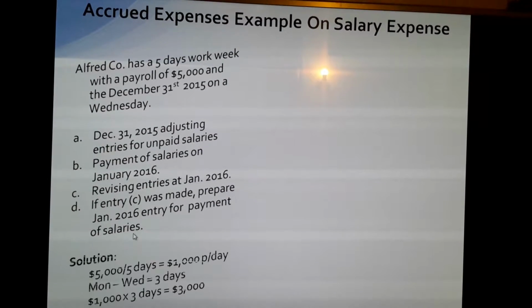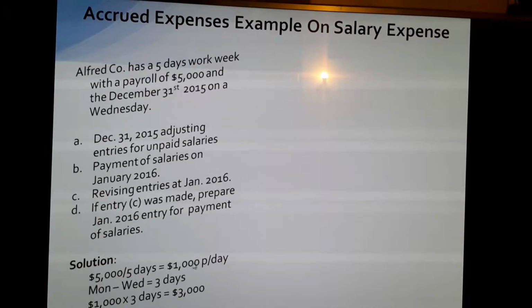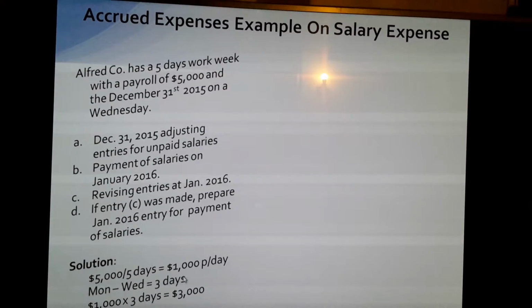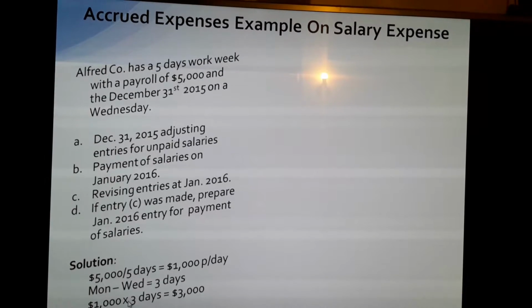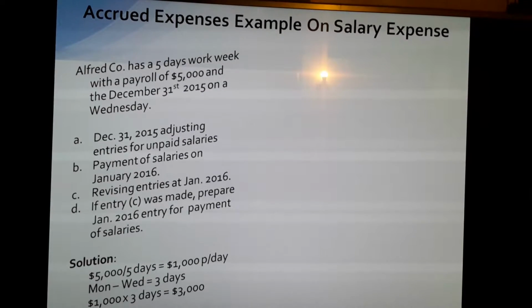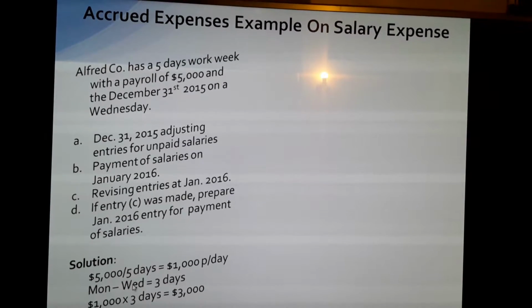So let's see how we do this. This is our solution. 5,000 divided by 5 days is 1,000 per day. Monday through Wednesday is 3 days. Since December 31st falls on a Wednesday, it is 3 days of salary that you have to accrue for the matching principle. So you say $1,000 times the 3 days, because December 31st falls on a Wednesday.